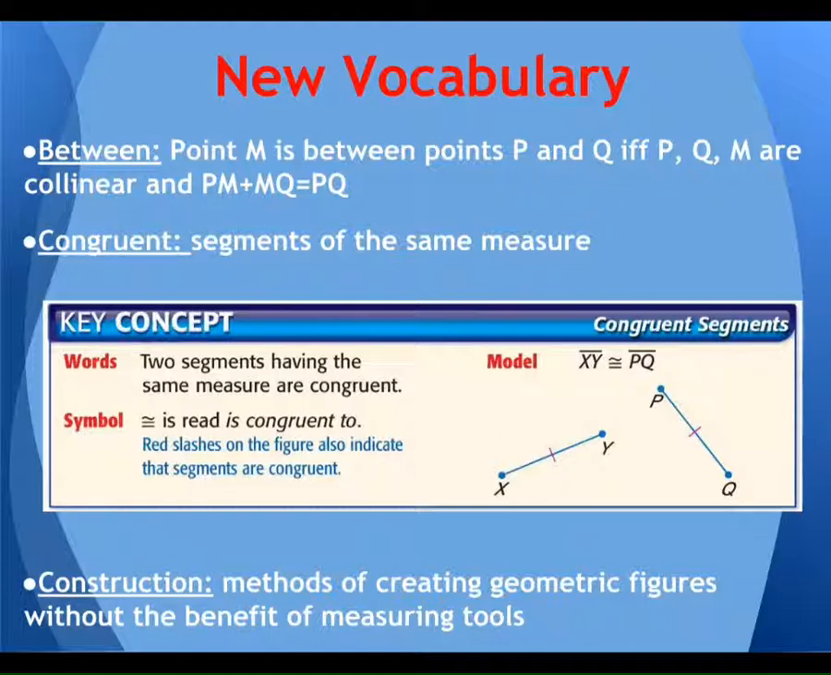That's all the vocab from the first section. Between is the same thing as betweenness of points, so you don't need both of them. Congruent. When we talk about congruent, we mean things of the same measure. It basically means you could take one line segment, and if you turned it and laid it exactly on top of the other line segment, they would match up perfectly. We would call those 2 line segments congruent.